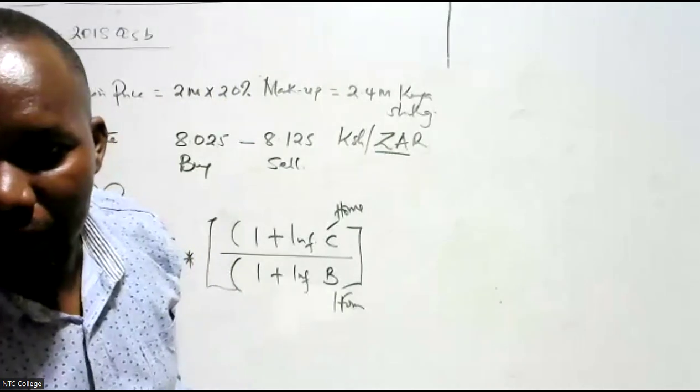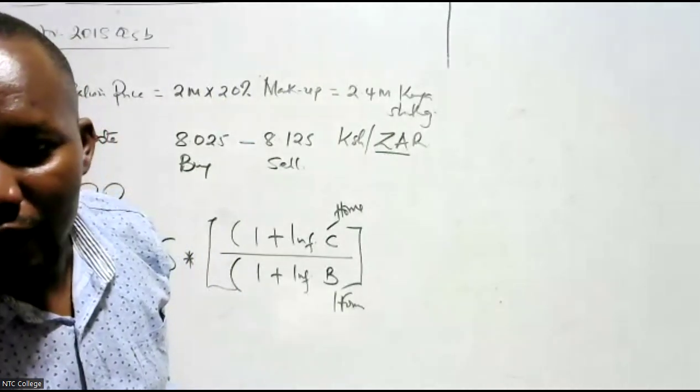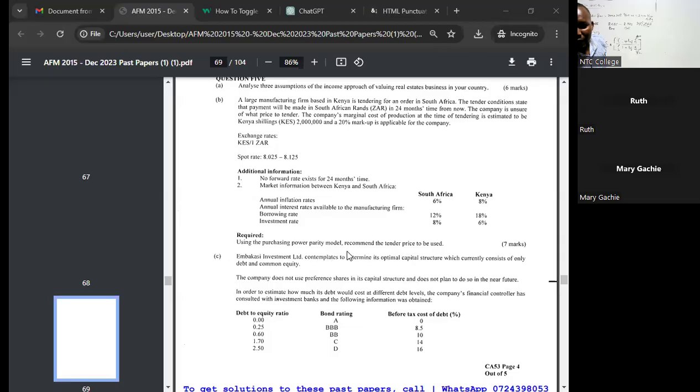Project question. They are saying recommend the tender price. That is the question. What will the bank do at that time? Buying, since we are going to be paid in ZAR. So the bank will buy. Yeah, we're going to be paid in ZAR.